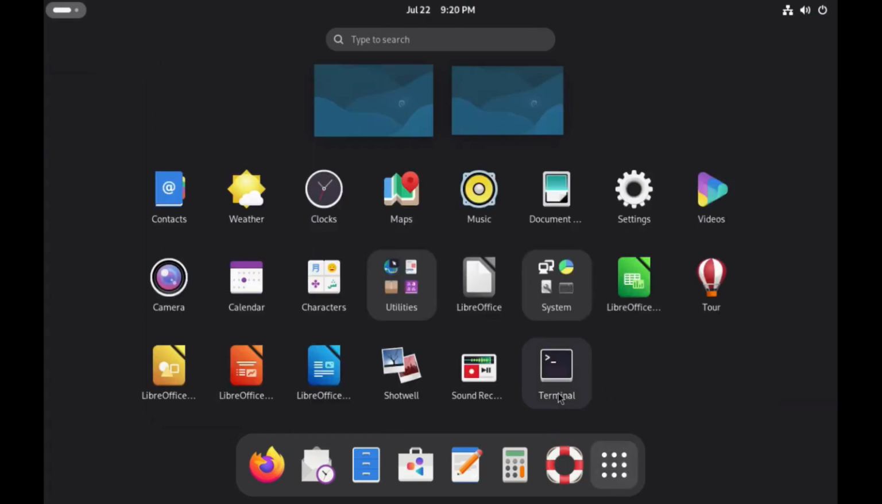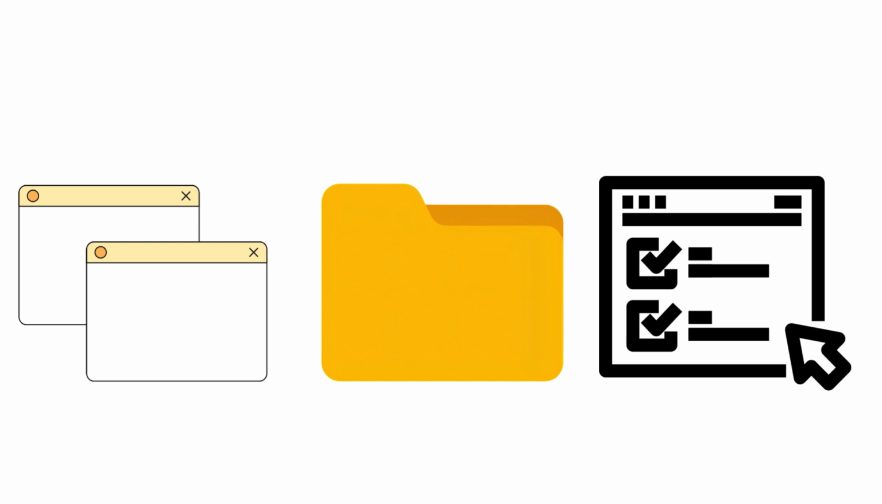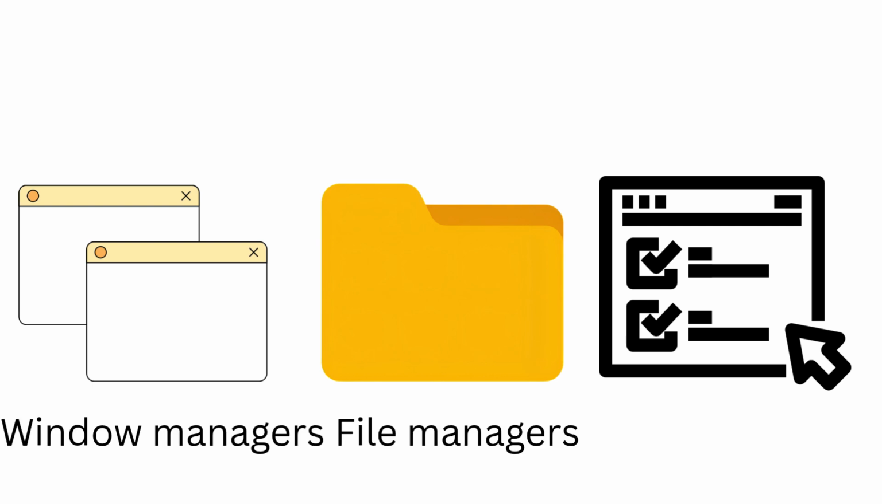This video is made to be good for people who are new to Linux. So if you don't know what a desktop environment is, I'll explain it to you. A desktop environment is the whole graphical user interface that runs on top of an operating system. Desktop environments bundle many software, like window managers, file managers, and pre-installed utilities to create a visual workspace.